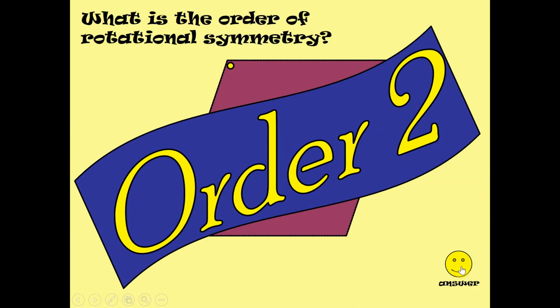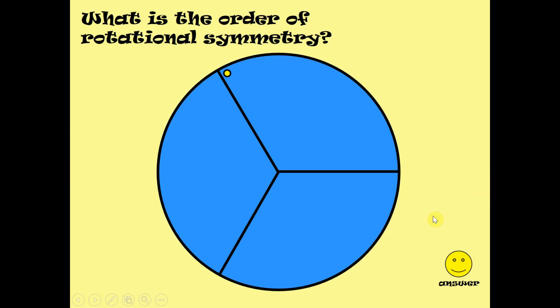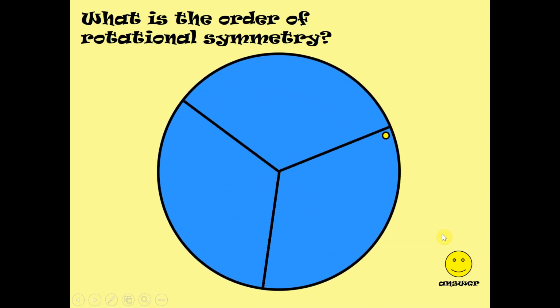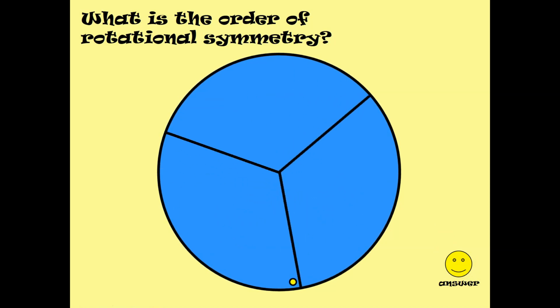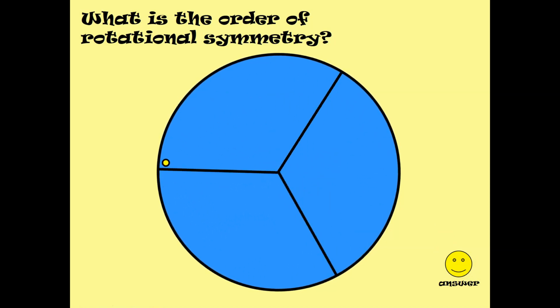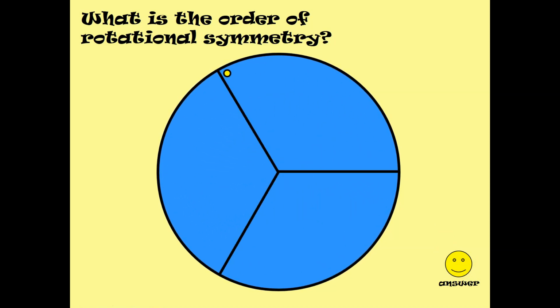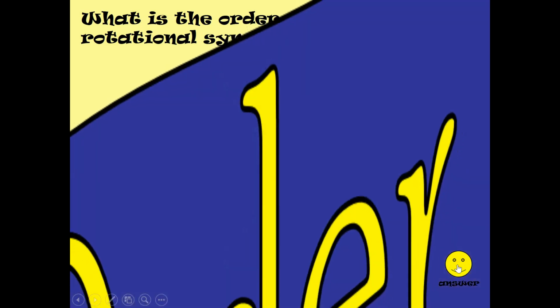Very good. Next one. A circle divided into thirds. Rotational symmetry. So, looks like 3. Question for you, what about if the circle didn't have any dividing lines in there? What would be the order of rotational symmetry for a circle? This one is order 3.